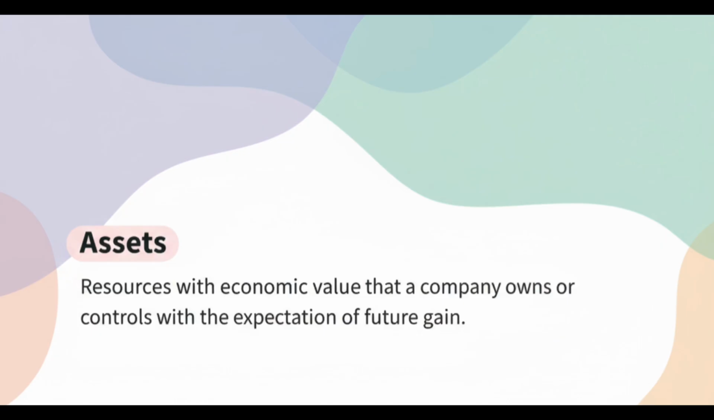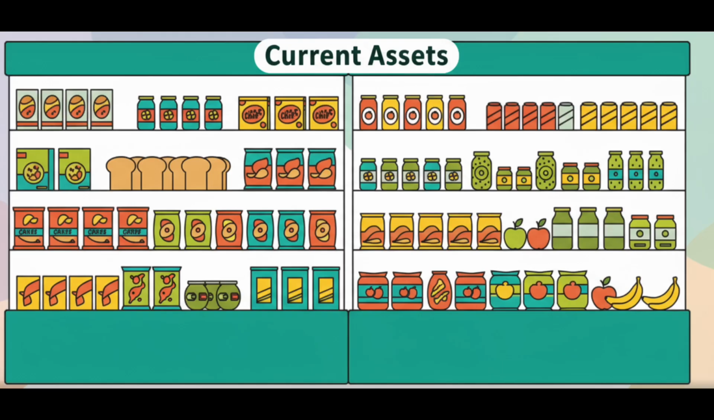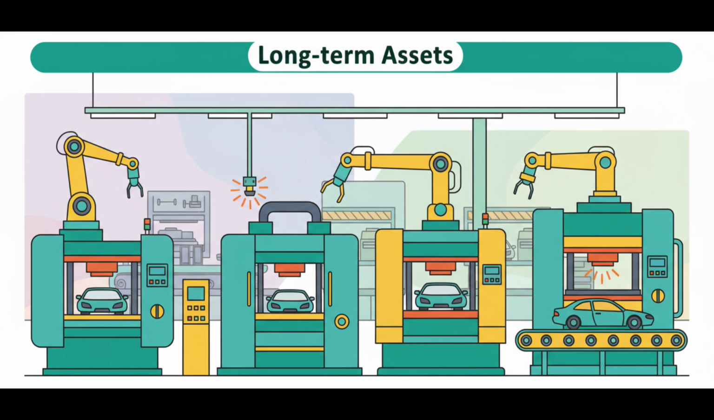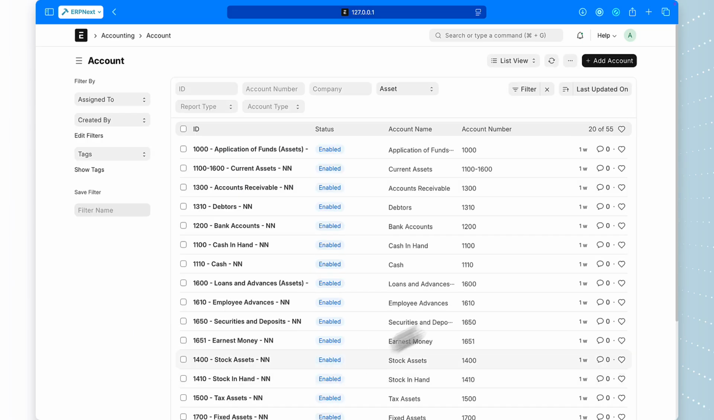Assets are resources owned or controlled that provide probable future benefits: cash, receivables, inventory, equipment, and more. Current assets, cash, receivables, inventory, prepaids, are expected to convert to cash or be used within a year. Long-term assets, property, equipment, long-term investments, intangibles, last longer. On the balance sheet, assets are typically shown in order of liquidity, from cash down to intangibles. Now let's see where those assets live.